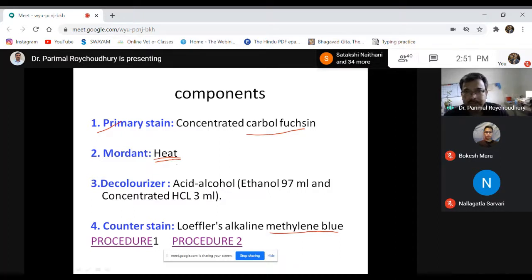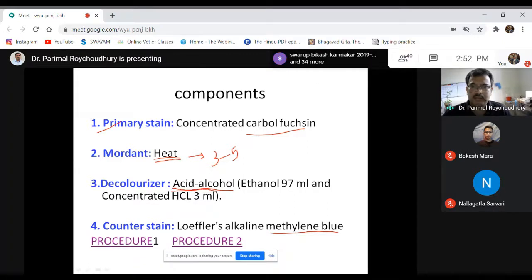So after flooding the smear with carbofuchsin, we apply heat, and this heat should be a gentle heat. In the subsequent two videos, we'll see how the heat can be applied. If you heat the stain and the smear for about 3 to 5 minutes, the bacteria will take the color of carbofuchsin, all bacteria will take the color. Then we can go for the decolorization stage, and the decolorizer is a very strong decolorizing agent. We use acid alcohol.